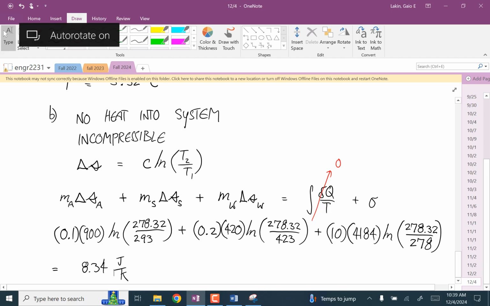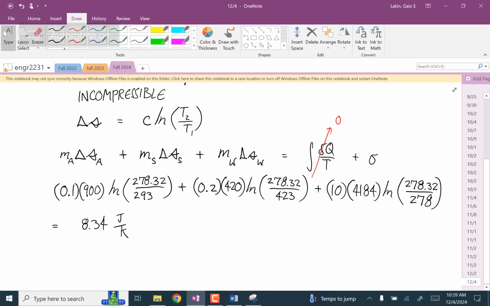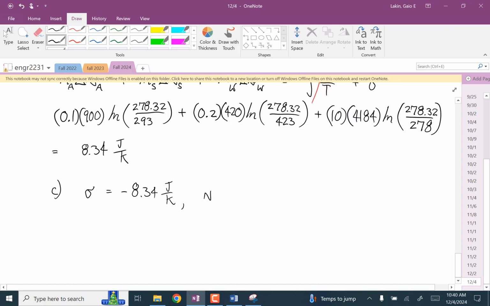And then it asks how you know the reverse process couldn't happen. So the first law never tells you where you start, which way it goes. And so what we would be doing is we would still be using the first law, but we'd be going in the opposite direction. So all of these would switch, which would just make each natural log term negative. And you'd get that this is equal to negative 8.34, and that's not possible for an isolated system.